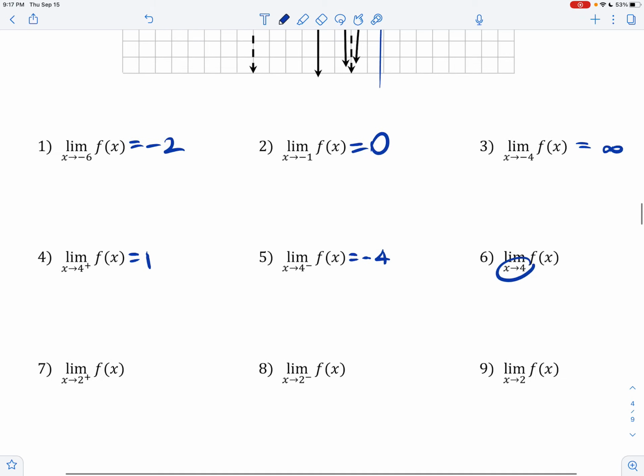This is a non-directional limit for number 6. Just what is the limit as x goes to 4? Well, we've looked at the left limit. We've looked at the right limit, and we've established that they are not the same. Because they are not the same, this limit does not exist.